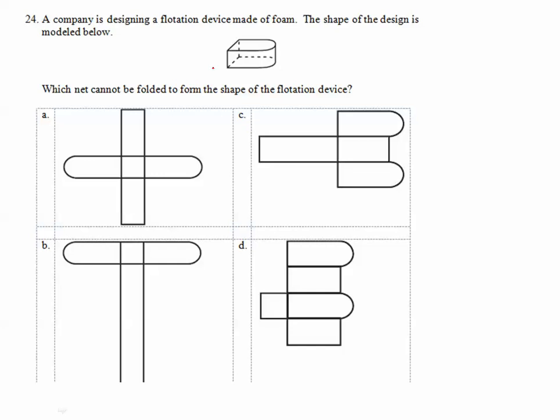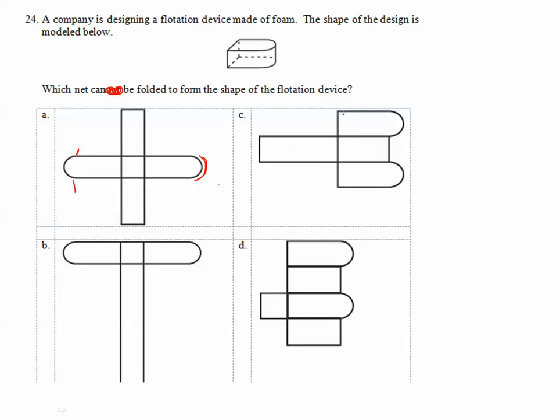A company is designing a flotation device made of foam. The shape of the design is modeled below, and we have to choose which net can be folded to form the shape of the flotation device. If you look here, when you fold this one up, it would be missing this part in the front. It wouldn't connect. It would just end here and here.